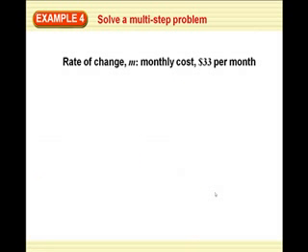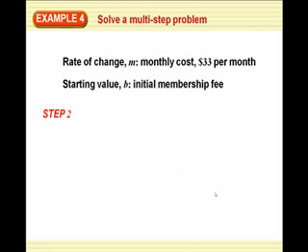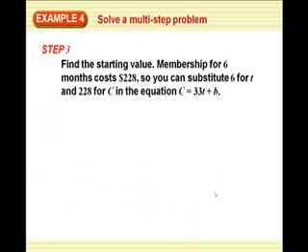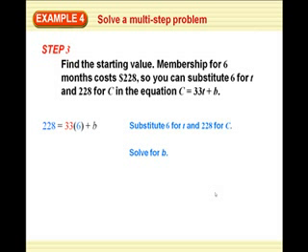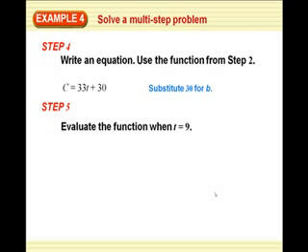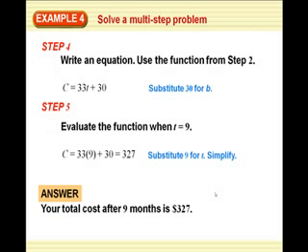So the rate of change is the $33. That's the slope, our membership fee. There's our equation. We substituted those in, just like they did. Got $30. Substituted that $30 in, put in the 9, and there's where 327 comes from.